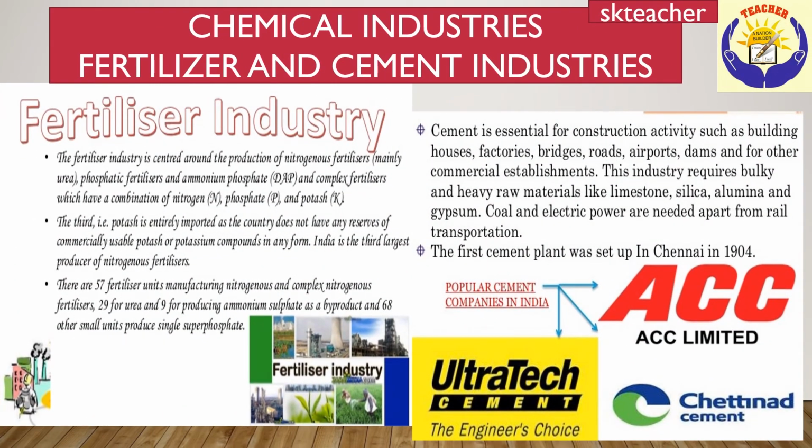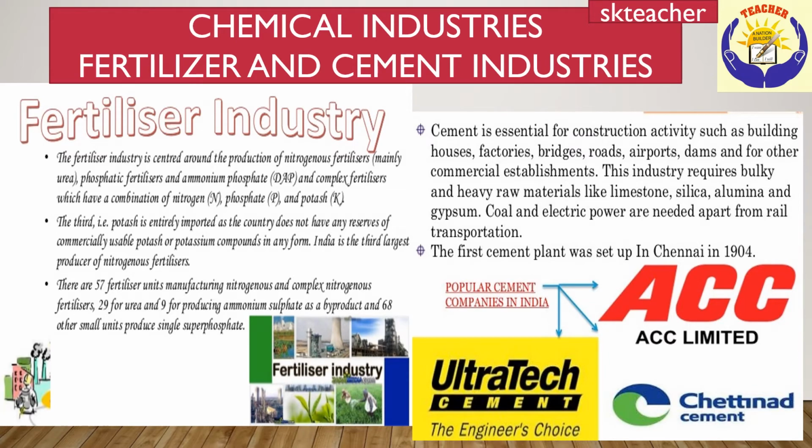Chemical industries. The chemical industry in India is fast growing and diversifying. It contributes approximately 3% of the GDP. It is the third largest in Asia and occupies the 12th place in the world in terms of its size. Here we have two important chemical industries which provide economy for our nation. One is the fertilizer industry and the other is the cement industry.